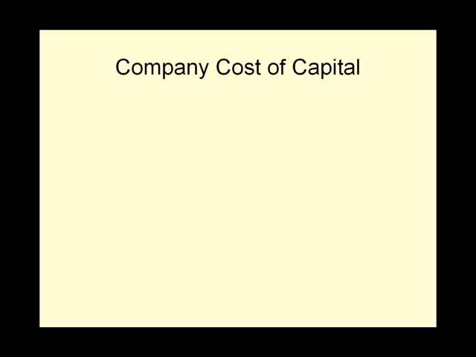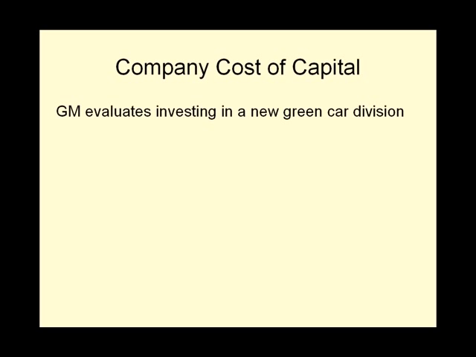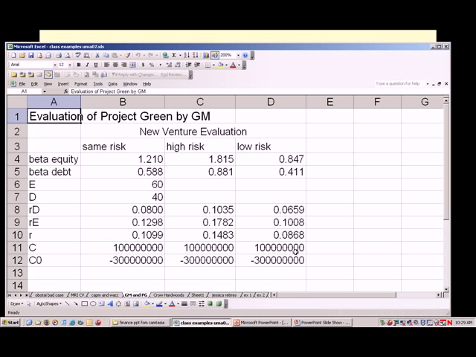So let's use this 11% discount rate in evaluating a new business opportunity for GM. Let's say that GM is evaluating an investment in a new car division, which we'll call a green car division, because GM wants to get with the green movement and become more environmentally acceptable. I've entitled this worksheet Evaluation of Project Green by General Motors. It's a new venture evaluation, and first we're going to assume that this new venture carries the same risk as GM's current business lines.